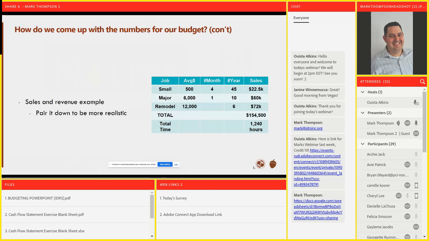So you can see just by kind of doing some math in my head, kind of estimating on what a small, major, and remodel I charge for those, what the average cost is, doing a little reality checking, that's allowed me to get the revenue for my business, or what I believe my business will have for the next year.